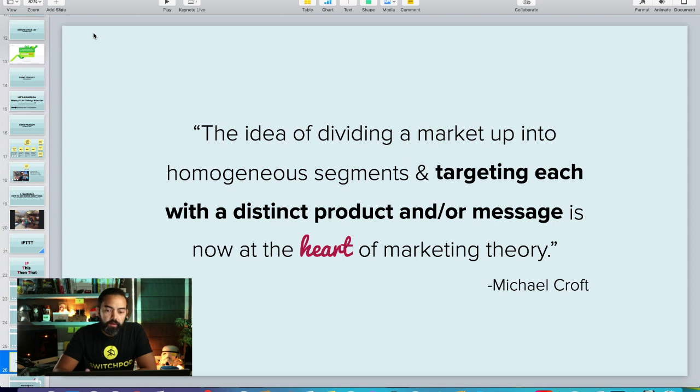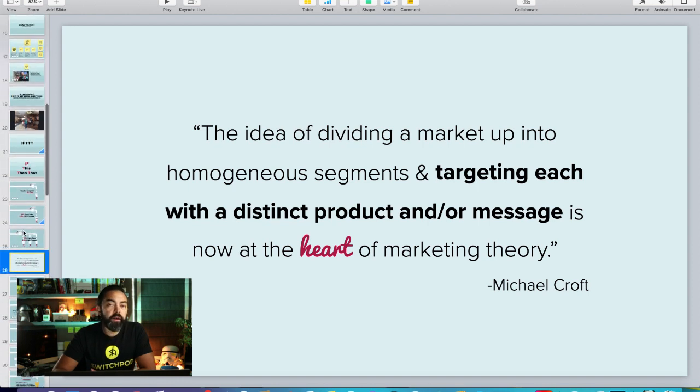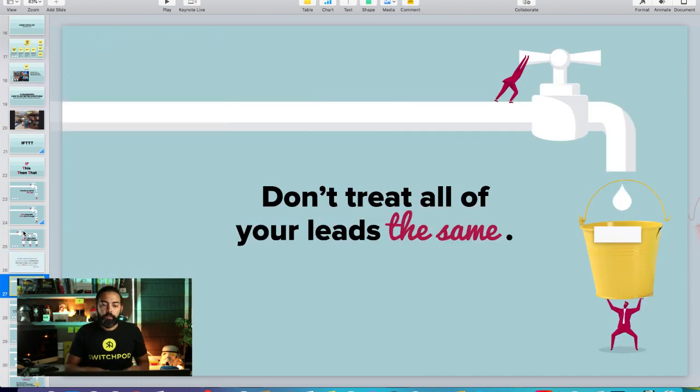So this is a perfect quote that sums us all up. The idea of dividing a market up into homogeneous segments and targeting each with a distinct product or message is now at the heart of marketing theory. This is the future. And a lot of these tools that we now have access to are able to help us do that, right? So we don't want to treat all of our leads the same. Let me know in the chat if you understand that.